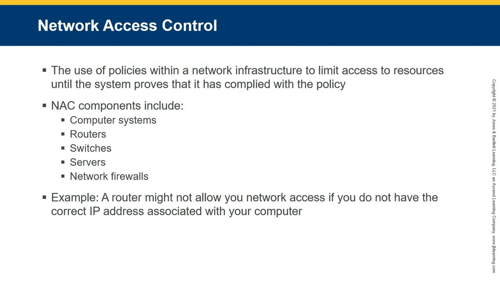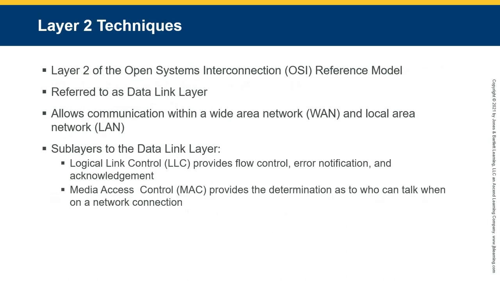Network access control: the use of policies within the network infrastructure to limit access to resources until the system proves that it has complied with the policy. NAC components include computer systems, routers, switches, servers, and network firewalls. For example, a router might not allow you network access if you don't have the correct IP associated with your computer.